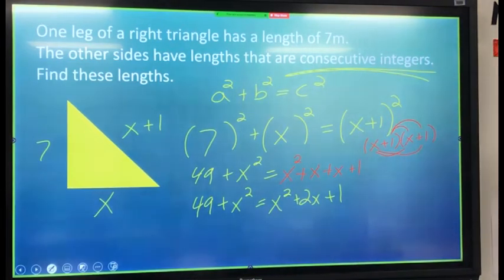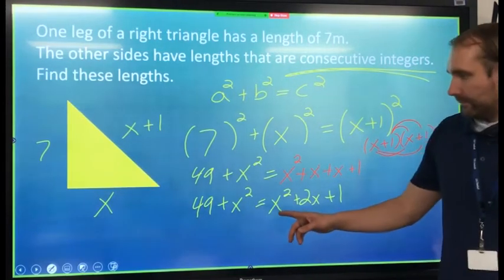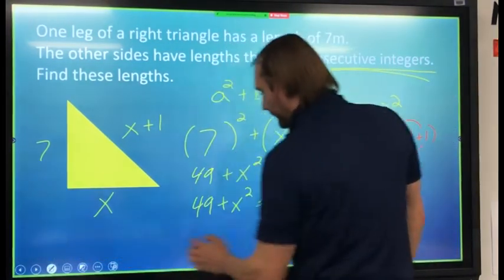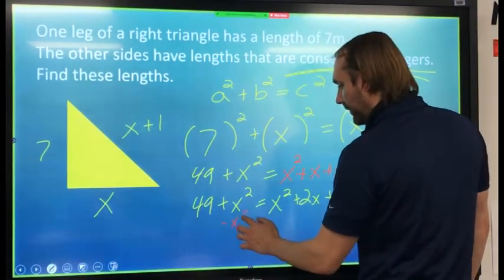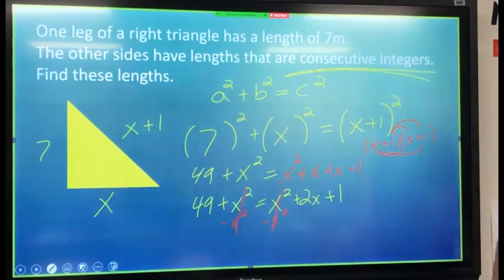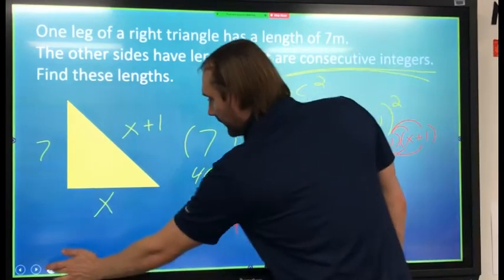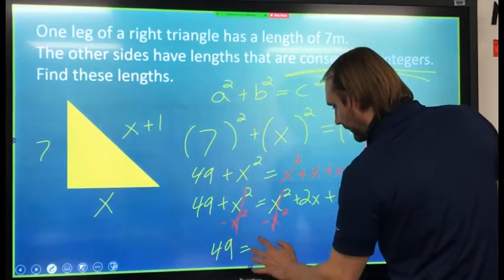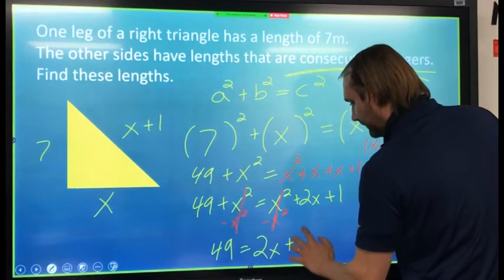Now we're dealing with quadratics. What's our golden rule with a quadratic? Make it equal zero. So let me move everything over. I'm going to subtract x squared. It cancels out. Hey, what do you know? It cancels on both sides. So that leaves me with 49 equals 2x plus 1.